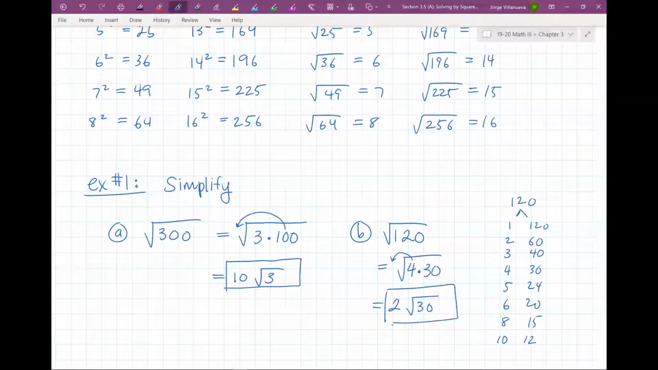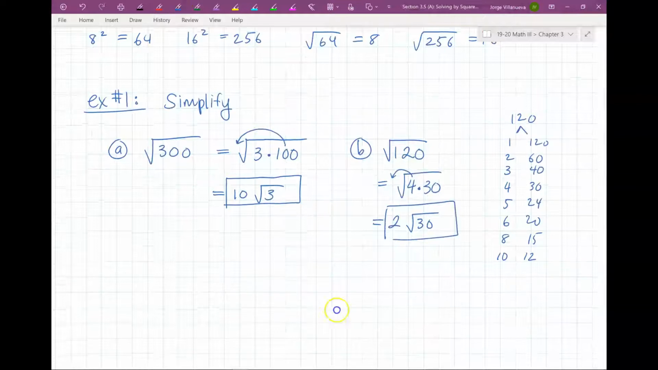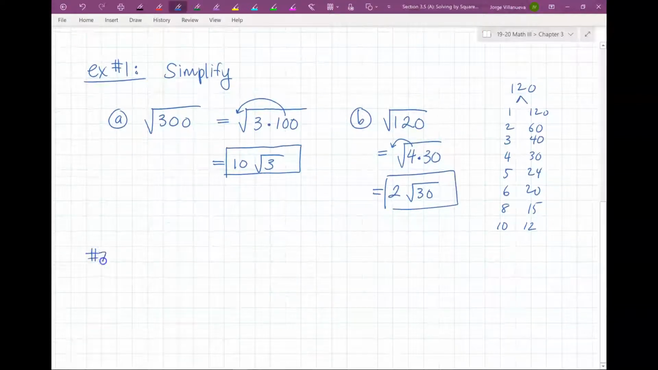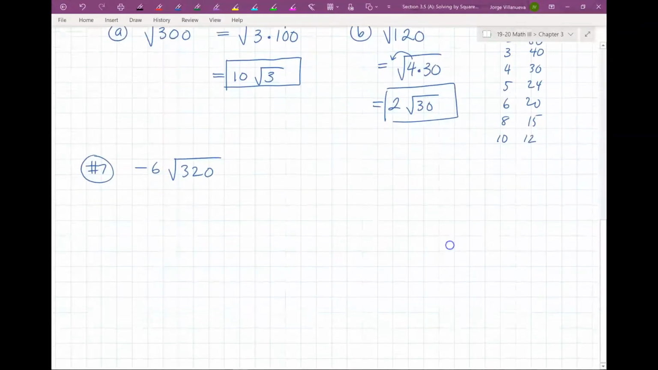So you'll have stuff like that. Let me do another one of something similar to what you're going to see. Let's check out number 7. So negative 6 square root of 320. So 320, that's a big number. So let's try to think of any number that could help me out.